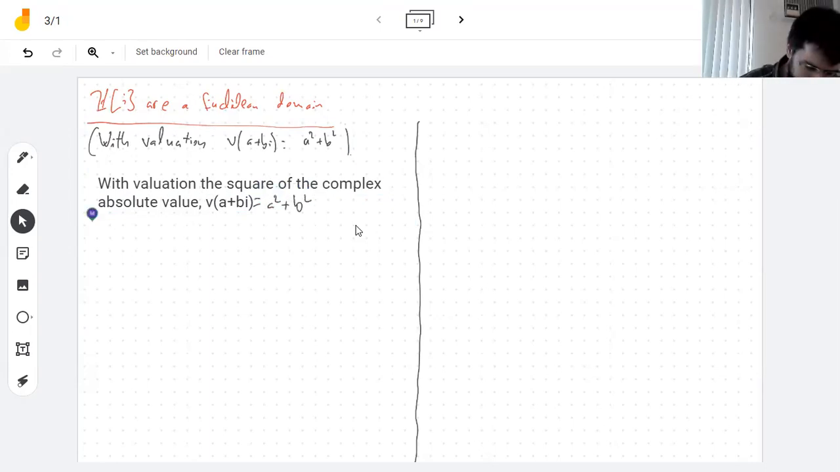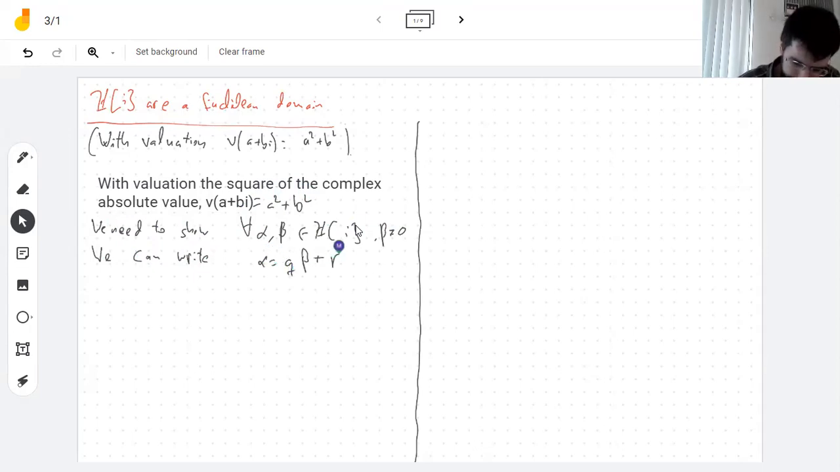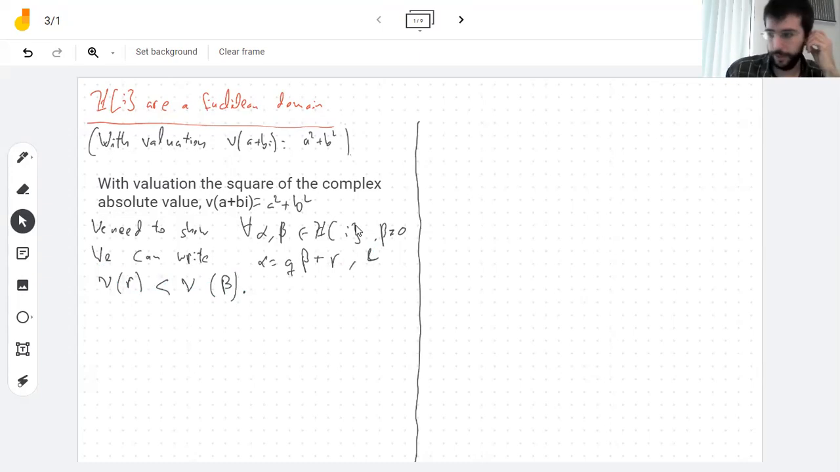Right. So this means we need to prove that for all pairs of numbers in here, I guess, you can't divide by zero. That's not going to work. We can write alpha equals q beta plus remainder, and the valuation of the remainder is smaller than the valuation of the denominator. So this is what we need to show. The trick was to do the division over the rational numbers and take the closest integers. So let's do it.